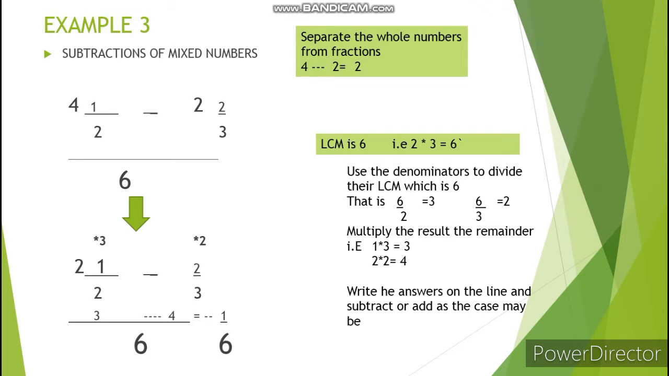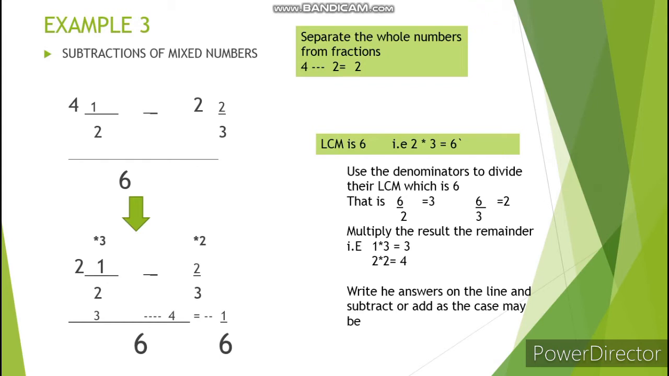And here we are subtracting, and basically it's called a mixed number. Why is it mixed? It's mixed because it has a whole number and a fraction together, both a whole and a fraction. As you see, we have 4 whole number 1 over 2, and we have 2 whole number 2 over 3. In this case, we're going to subtract, and you're going to use the same method for addition.